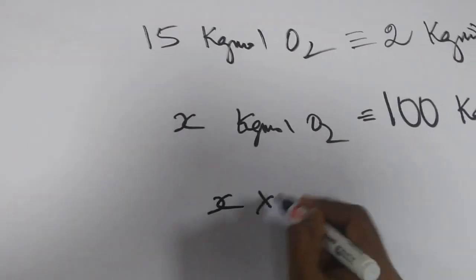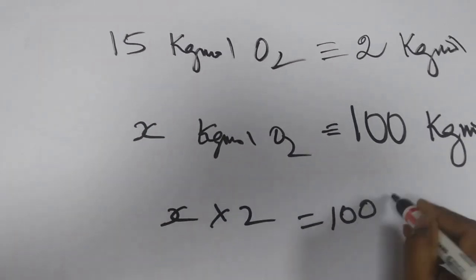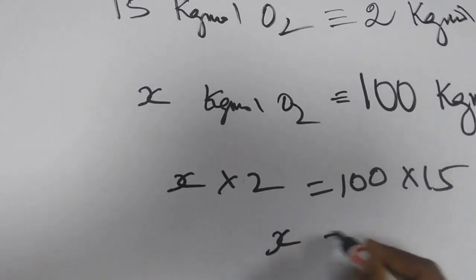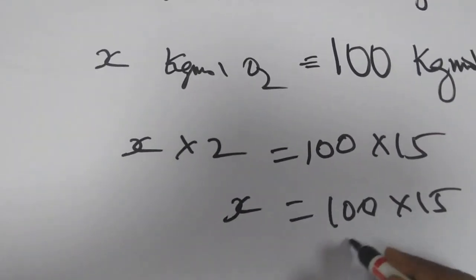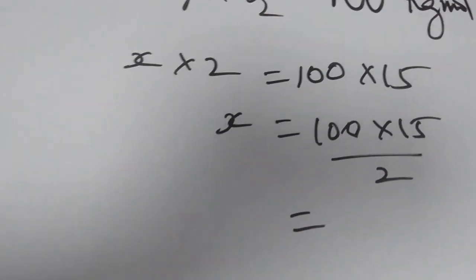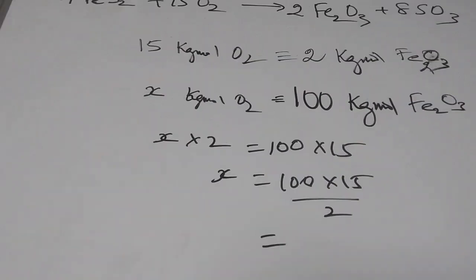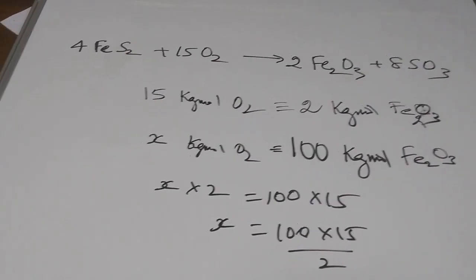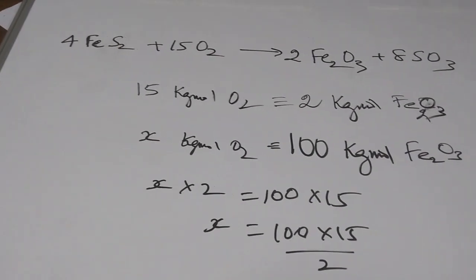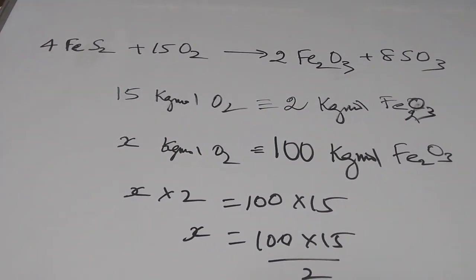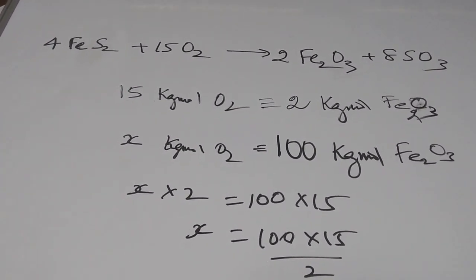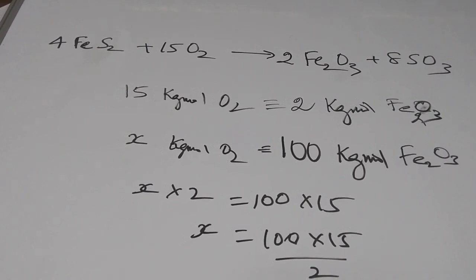So we know that x into 2 is equal to 100 into 15. Therefore x equal to 100 into 15 by 2. So what is the answer? Please use your calculator. I repeat. In this reaction, 15 kg moles of oxygen is required to form 2 kg moles of Fe2O3. So this is actually the theoretical requirement of oxygen.